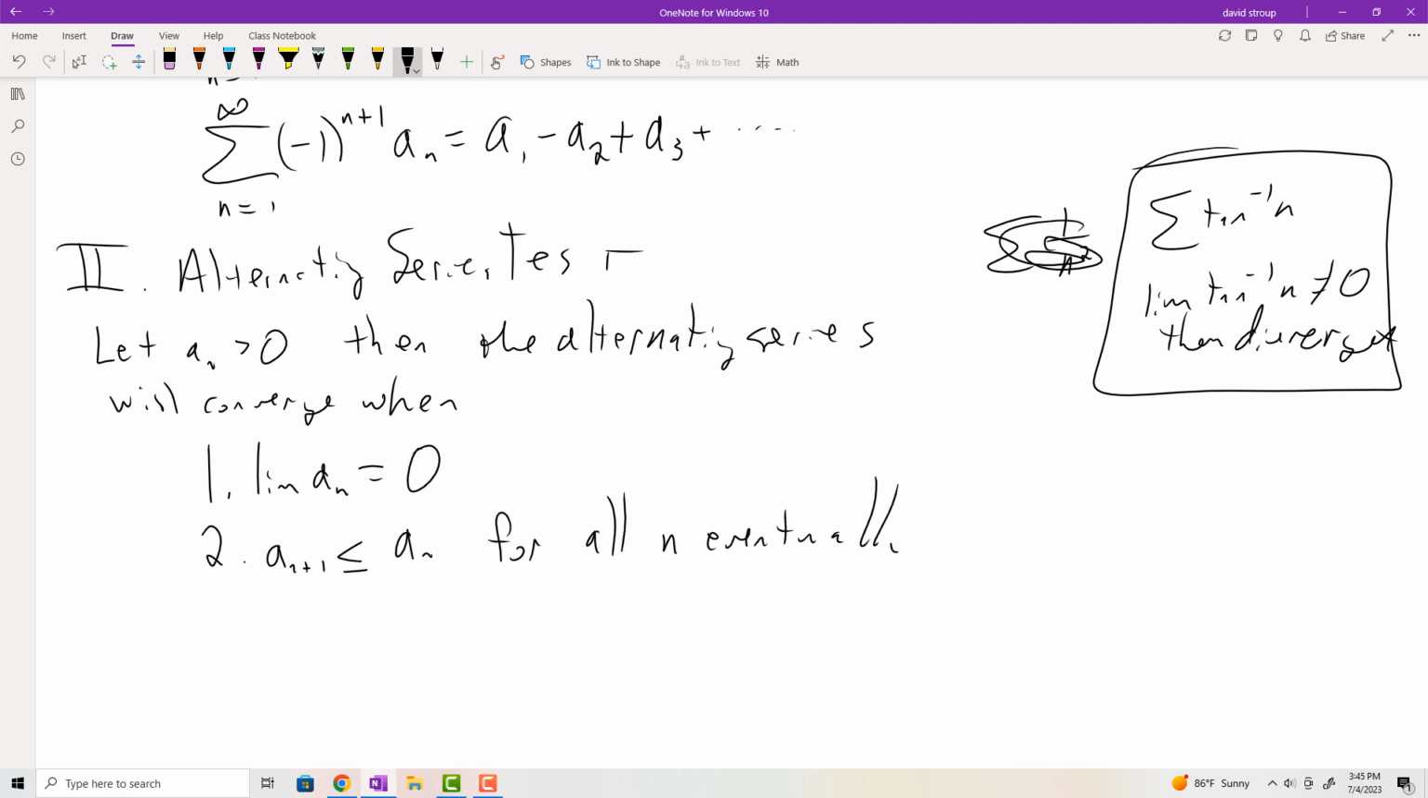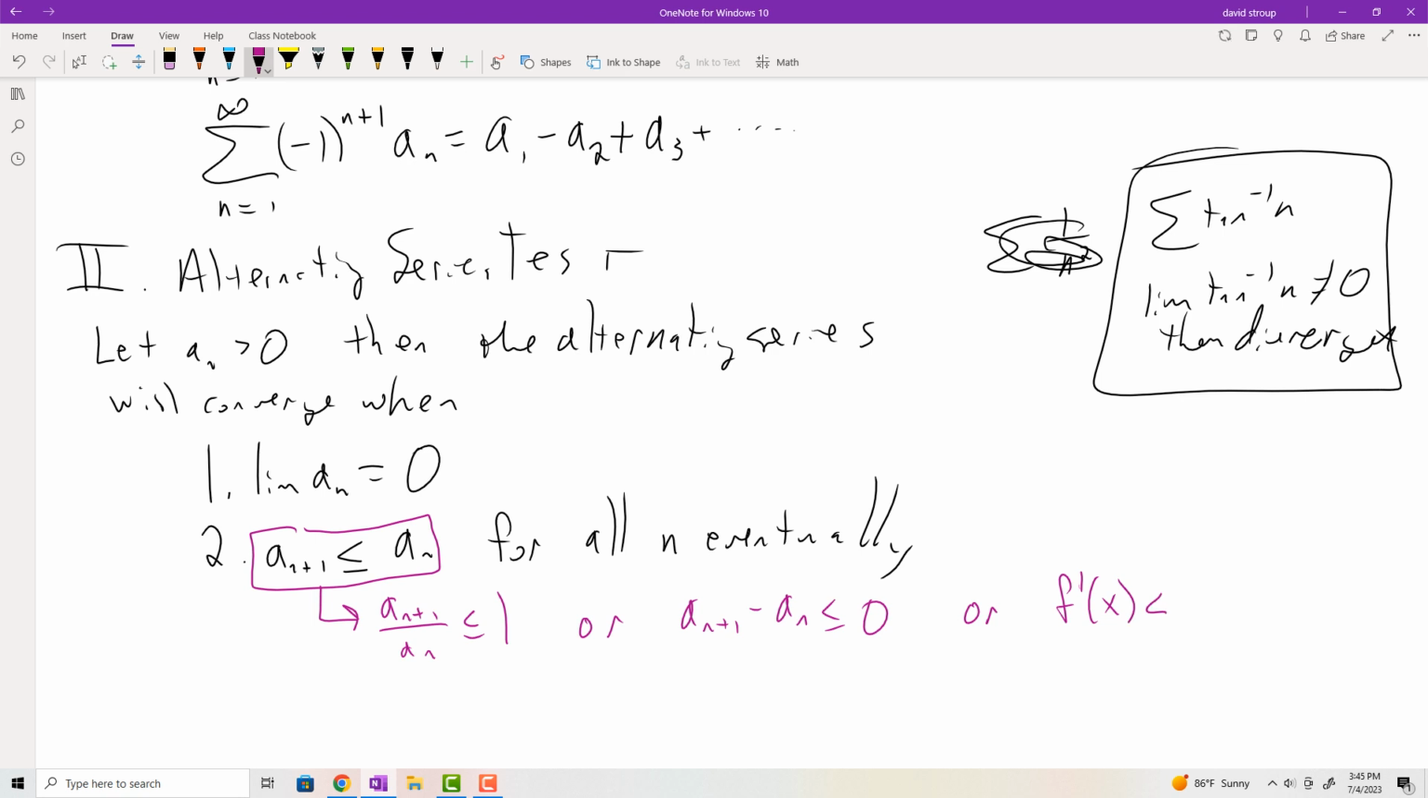Not to overwhelm you, but in this step, you're going to be using the monotonicity test that I established in the monotonic convergence theorem. Basically, you'll show that a sub n plus 1 over a sub n is less than or equal to 1. Or you'll show that a sub n plus 1 minus a sub n is less than or equal to 0. Or you'll convert it into a function and show that its derivative is less than or equal to 0.